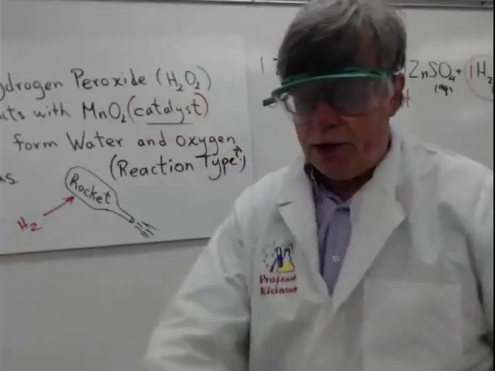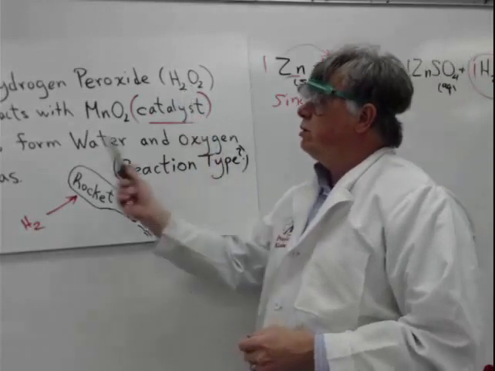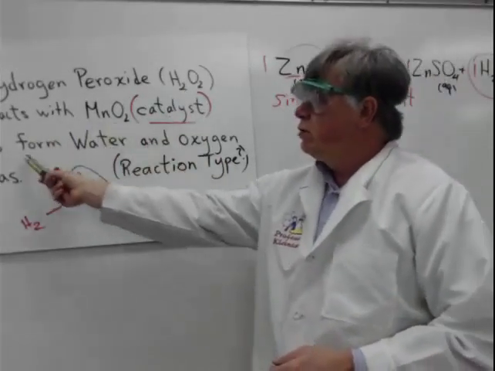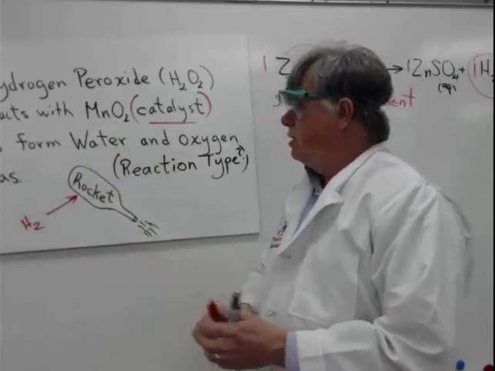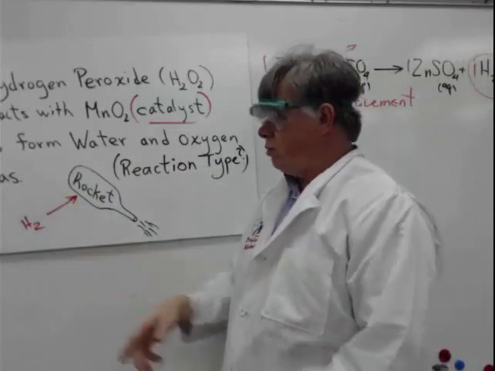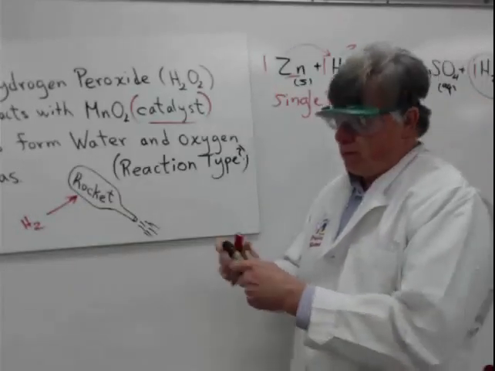Okay, the second reaction in the lab, hydrogen peroxide, H2O2, reacts with manganese dioxide catalyst to form water and oxygen gas. And the main point of this reaction is to form oxygen gas, which goes into the rocket. And then I also ask, what is this reaction type?